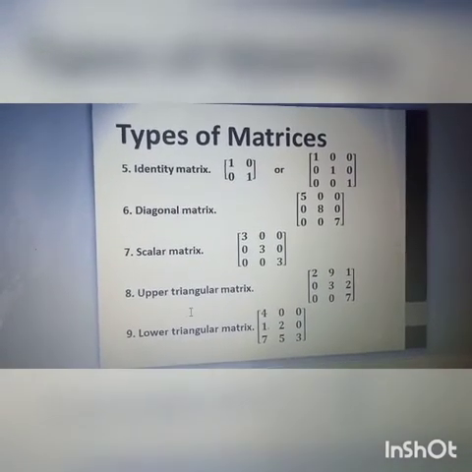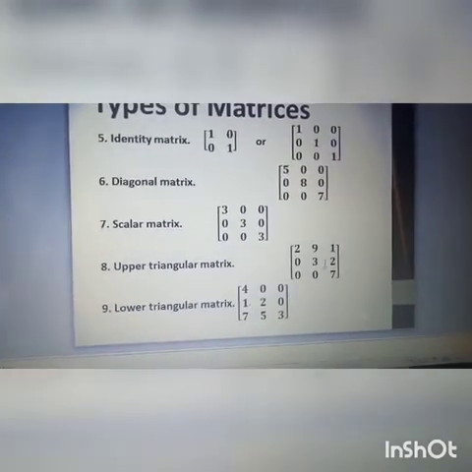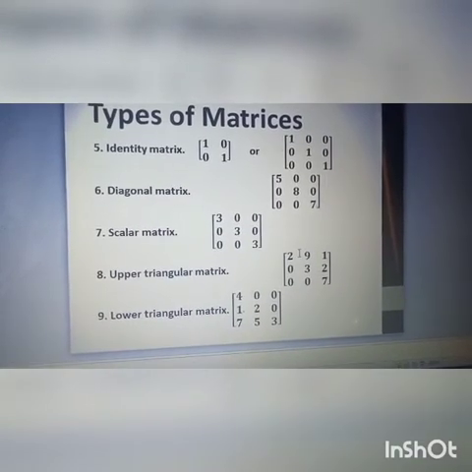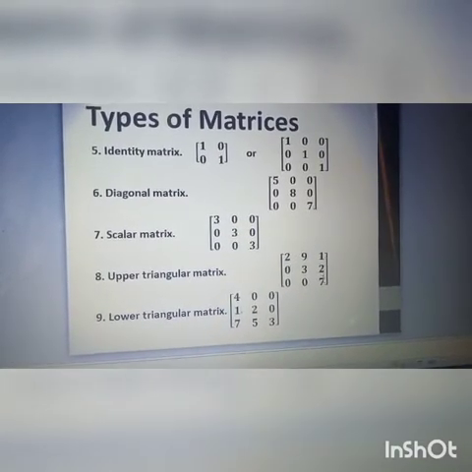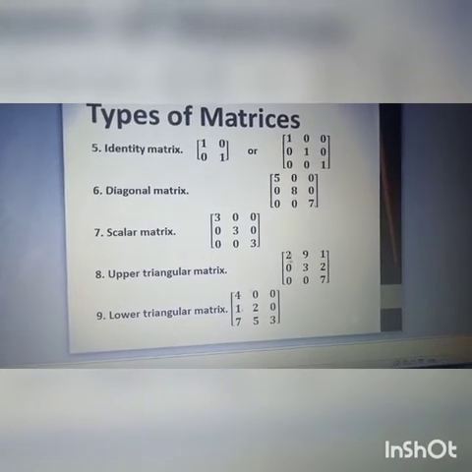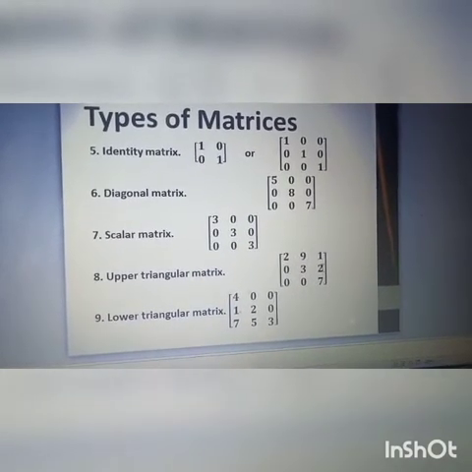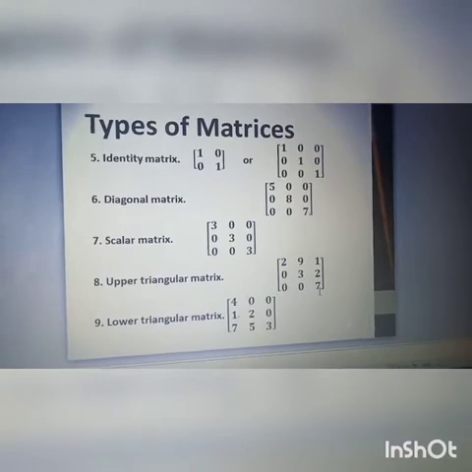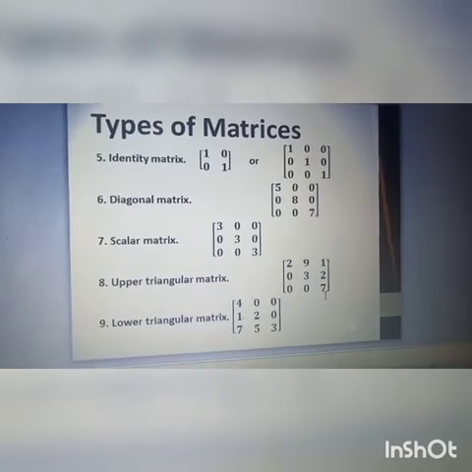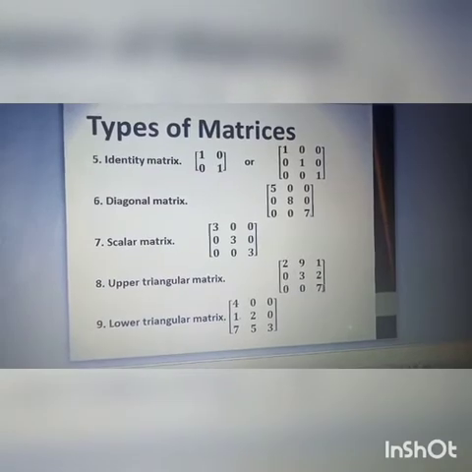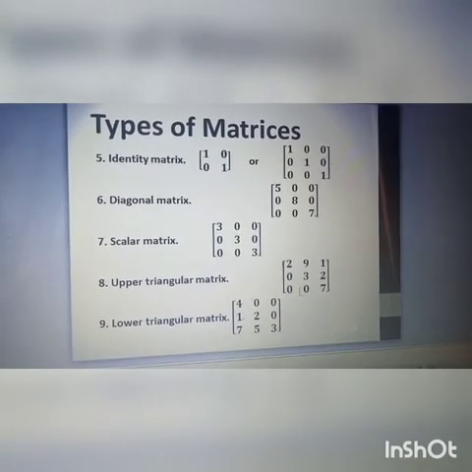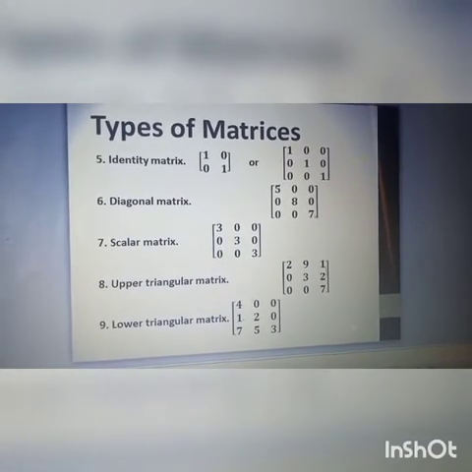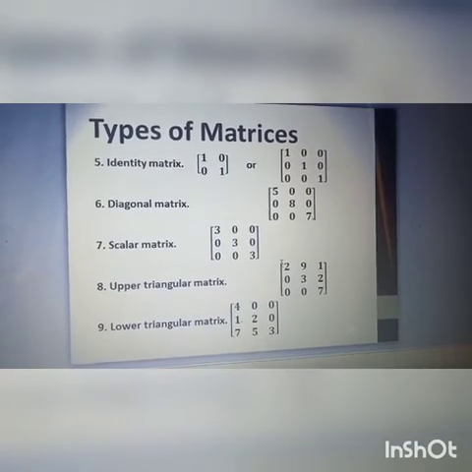Then the 8th one is the upper triangular matrix. If you see this matrix, you can see the non-zero numbers, 2, 9, 1, 2, 7, 3. So if you try to see the position of the cursor, it is making a triangle, the non-zero elements starting from the diagonal and above the diagonal. So this is making a triangle above or along with the diagonal. Fine. And the numbers down to the diagonal, they are all zeros.